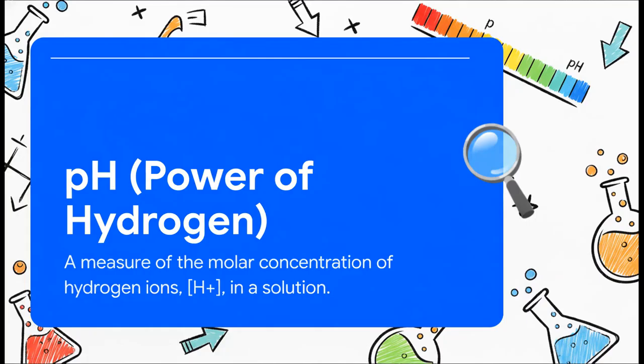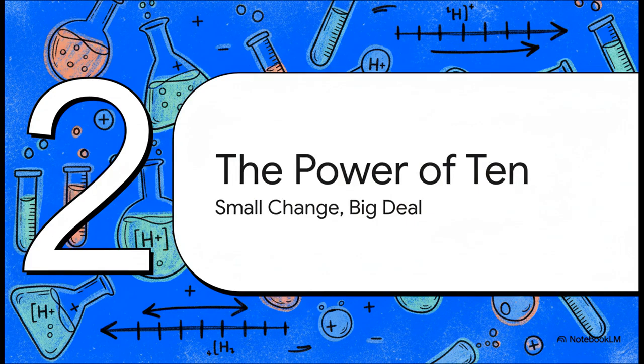And the name itself gives us a huge clue. pH literally stands for the power of hydrogen. The P is just a math symbol for take the negative log, and the H stands for the concentration of hydrogen ions. That little formula is the key to this whole thing. So let's talk about that power.